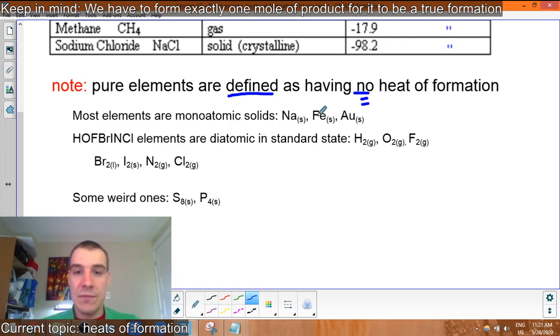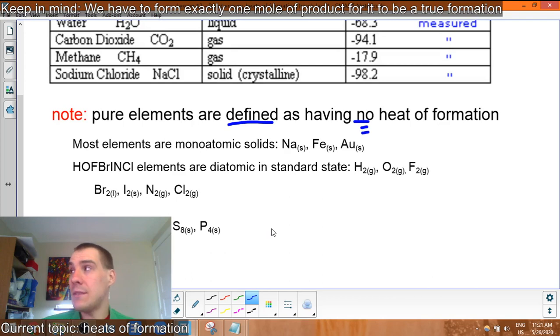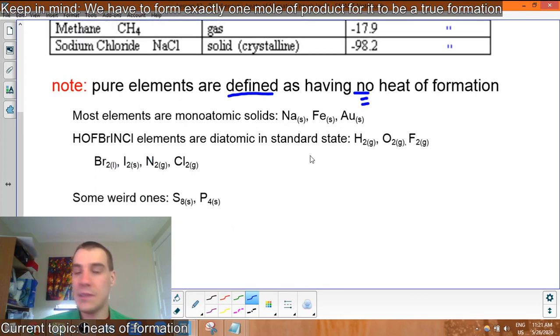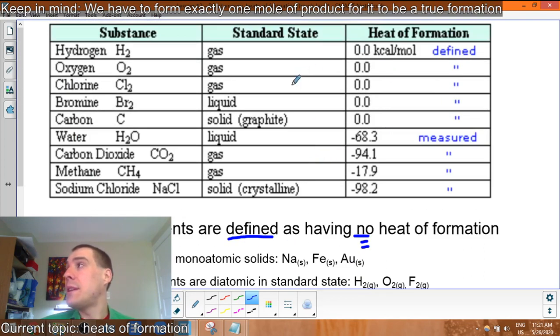So most are just solids, monatomic solids. Hofbrinkel are diatomic in standard state. HOFBRINCL, that's what Hofbrinkel stands for. And then some weird ones are like S8 and P4, the standard states of sulfur and phosphorus. Also note, bromine is liquid in standard state and iodine is solid in standard state, which is kind of neat. So the big thing here is that raw elements in standard state have 0 heat of formation.